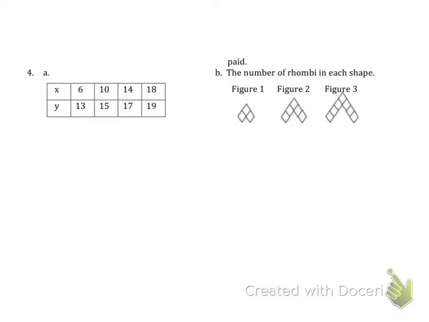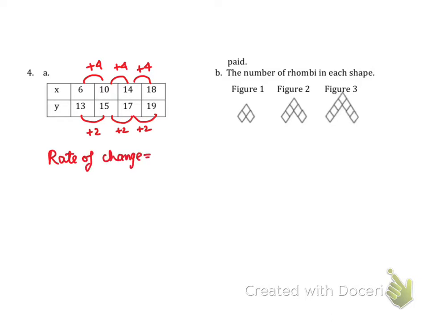If I look at question number 4, it has a table given and a figure given, so I'll use the same way. How is that growing? The x values are growing by 4 every time. You see that? And how is the y value growing? You see that it's growing by 2. You need to add 2. So if I want to get my rate of change, I'm just writing delta y over delta x. Delta means change in y over change in x, and that is 2 over 4, and that's half. That's for the first situation.